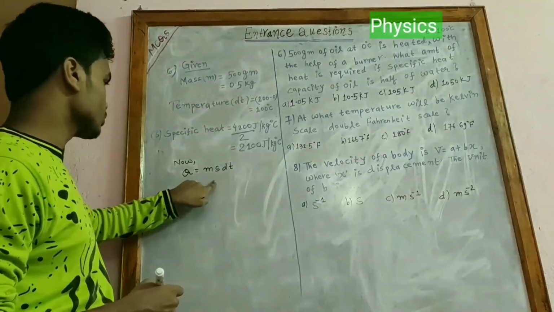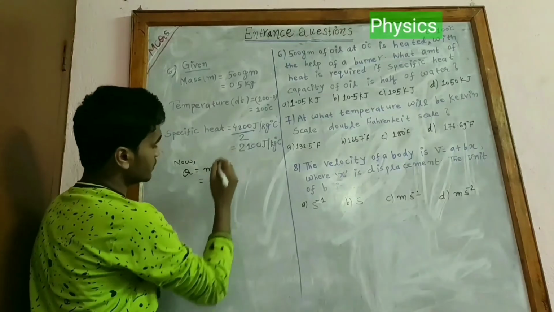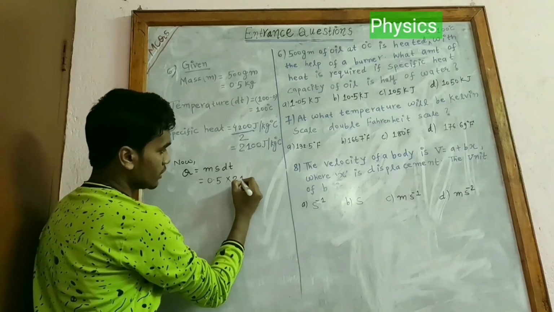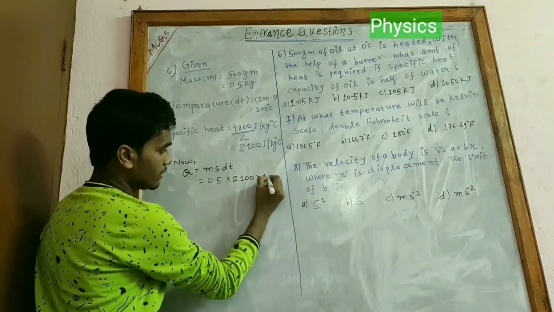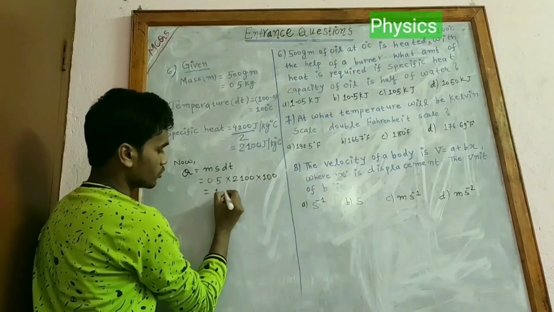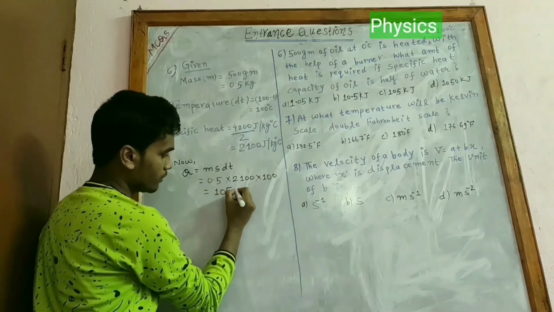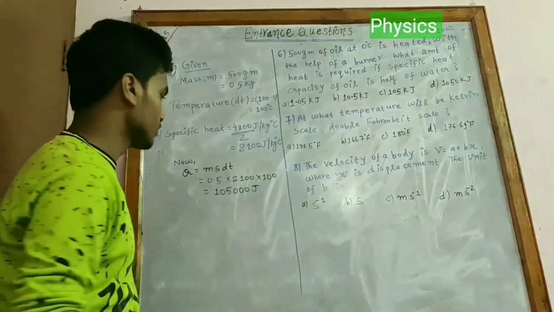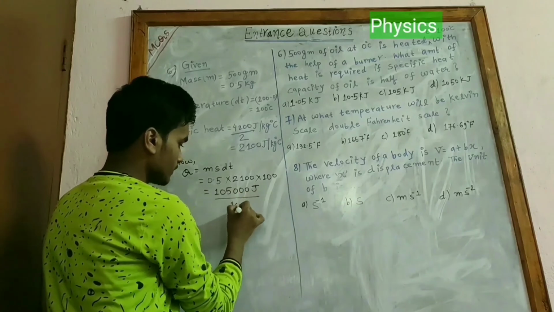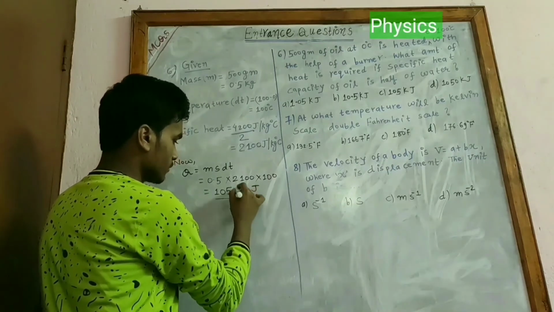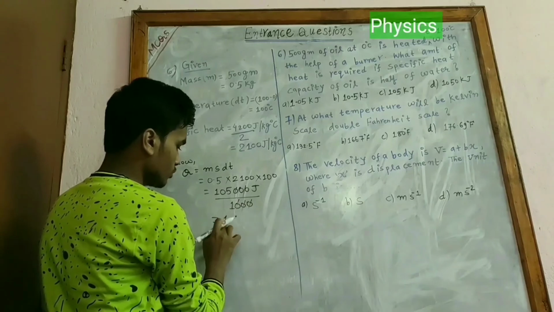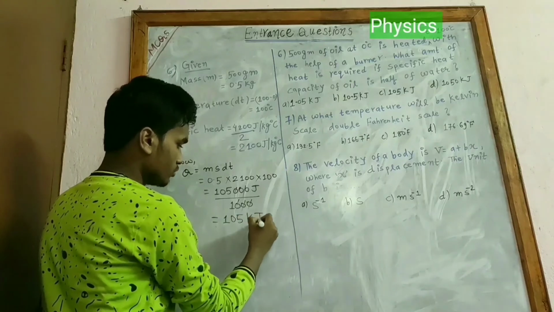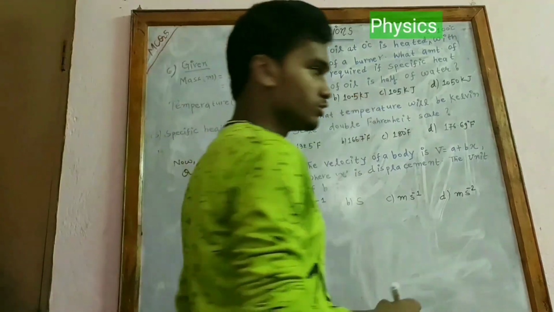Now by formula Q equals to m s dt, mass is 0.5 kg, specific heat capacity is 2100, del theta is 100, that is equals to 10^5 joule. Now we need answer in kilojoule. Now divide by 1000, that is equals to 105 kilojoule. Therefore option C is the required answer.